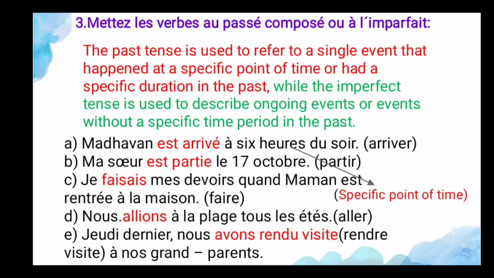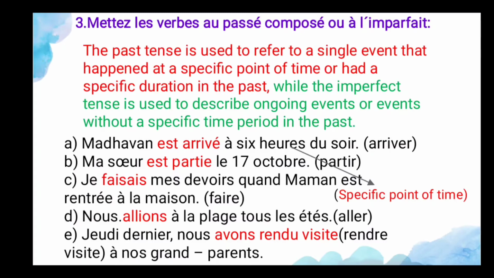And next, fifth one, jeudi dernier, nous dash rendre visite à nos grands-parents. So jeudi dernier, last Thursday, is a specific point of time. So for this you have to use the past tense only. The verb rendre is not among the 16 verbs, so you have to use the avoir conjugation. Nous avons rendu visite. The verb ends with re, so what is the ending for the past participle? U. So the answer is rendu. So last Thursday we visited our grandparents.